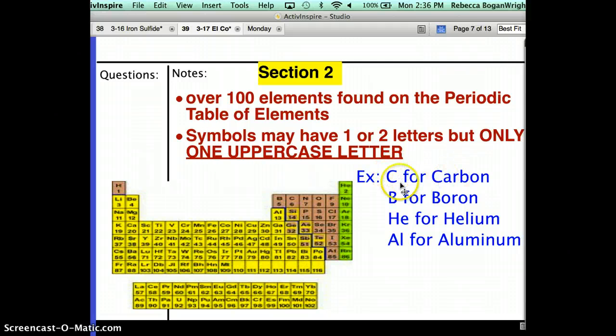For example, C for carbon, 1 uppercase. B for boron, 1 uppercase. He for helium, but there's only 1 capital. Same thing for aluminum. Recognize also that this is a lowercase l. This is not an I, because if it was an I, it would look like that. So anytime you see this symbol, that is a capital A, lowercase l. You'll see the same thing when you get to chlorine. Chlorine looks like that, capital C, lowercase l. Take a moment to write a question about section 2 of these notes.